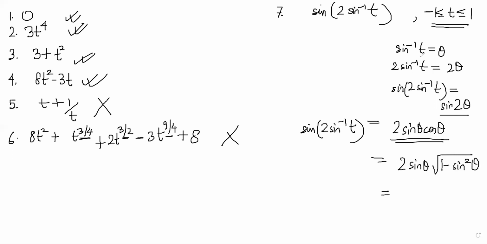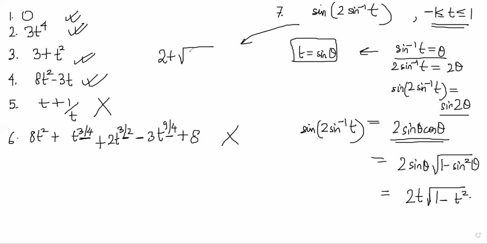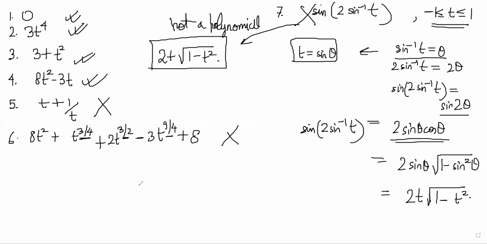And since t is equal to sine theta here, what we get is 2t root over 1 minus t square. Clearly you cannot express it without the root, and it is not in the proper form for a basic polynomial. So this is not a polynomial. This is also a cross. However, cos of 2 cos inverse t, we saw that it was a polynomial, right? So sometimes you have to be a little careful. You have to be able to understand these things.